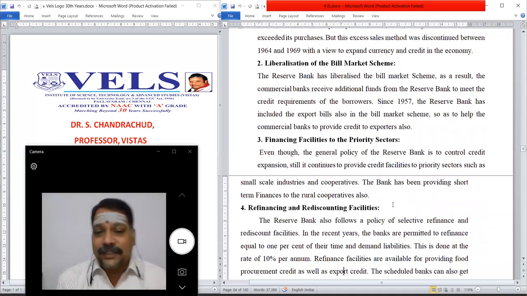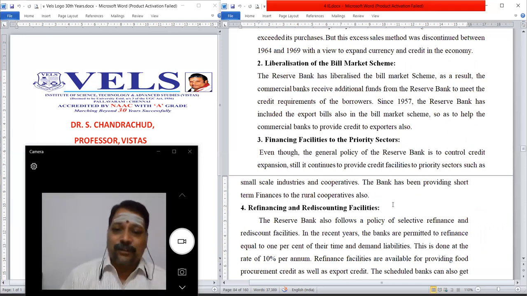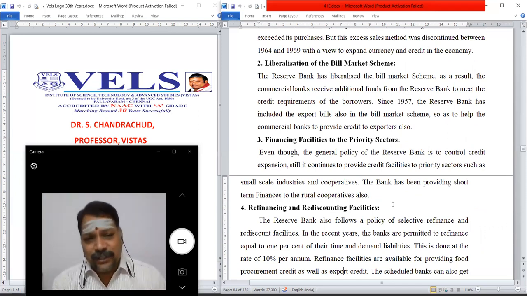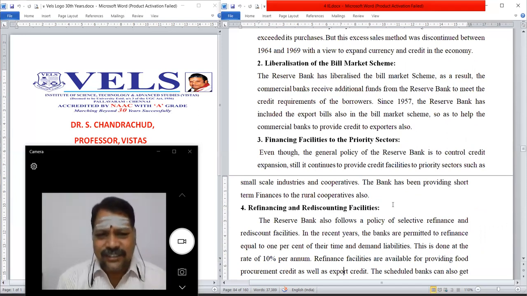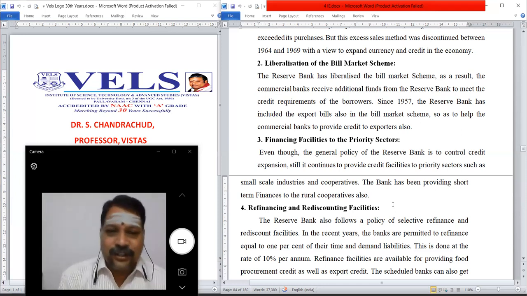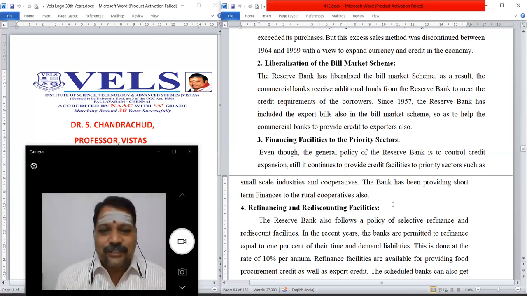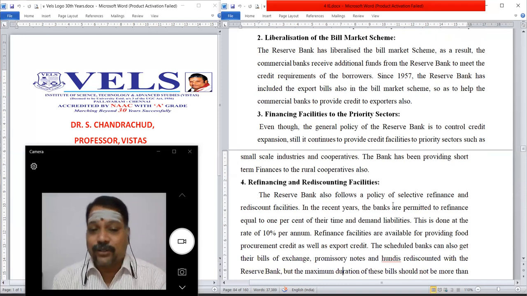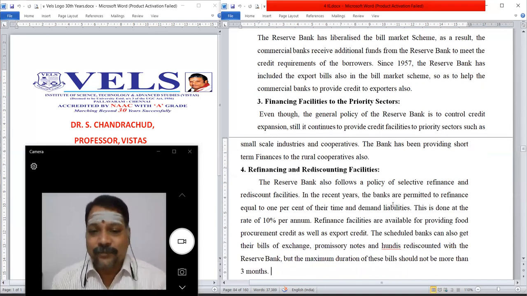The third one is the financing facilities to the priority sectors. This is another important thing. Why? Because even though the general policy of the Reserve Bank is to control the credit expansion, it still continues to provide credit facilities to priority sectors such as SSI, that is small scale industries, and cooperatives and other agriculture allied activities, because we have to increase the agriculture production. The bank has been providing short-term finance to the rural cooperatives also. Bank to bank, there is a credit.